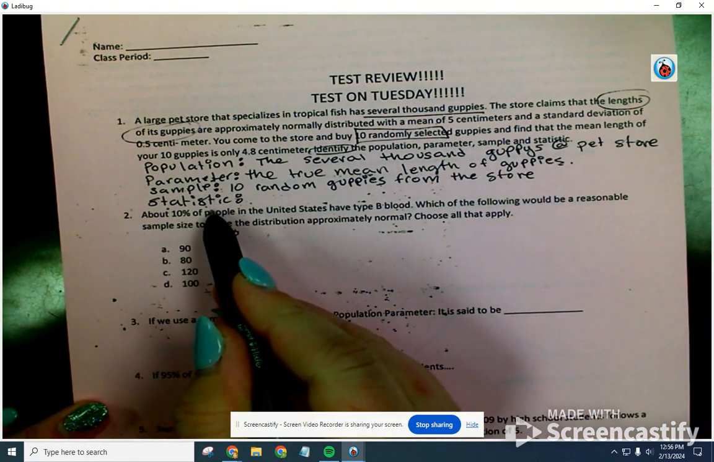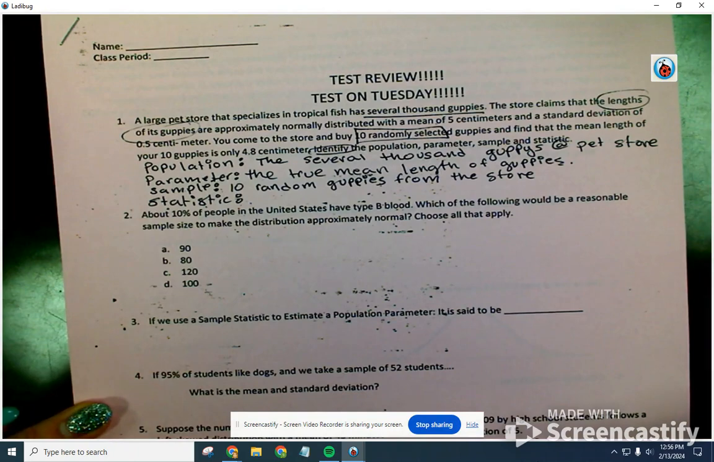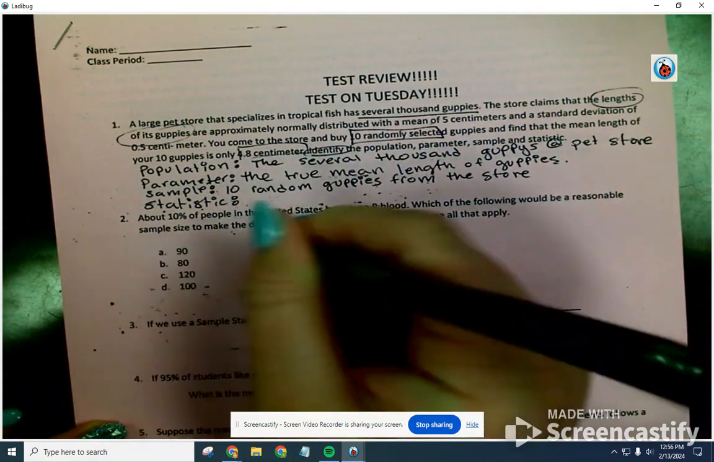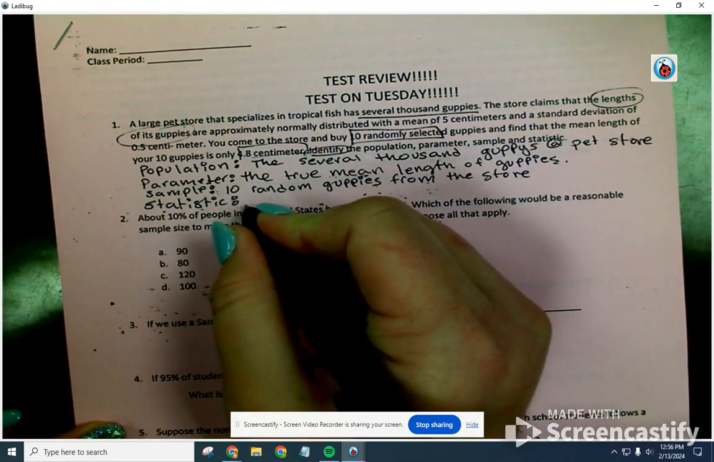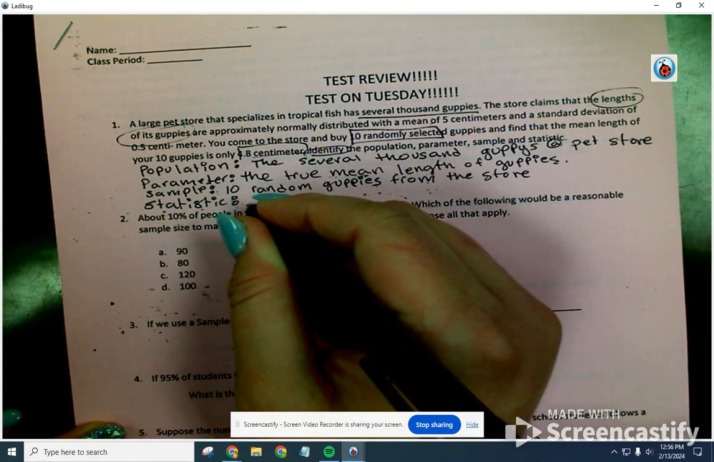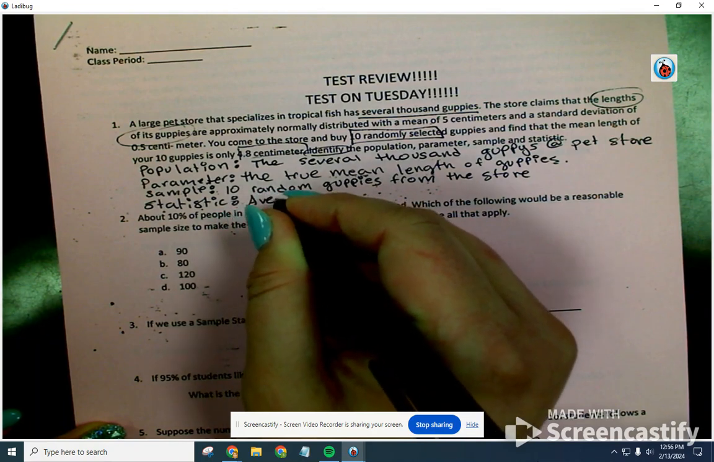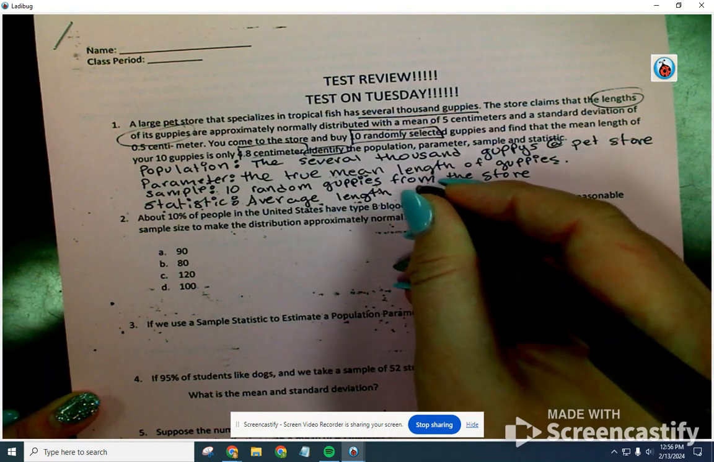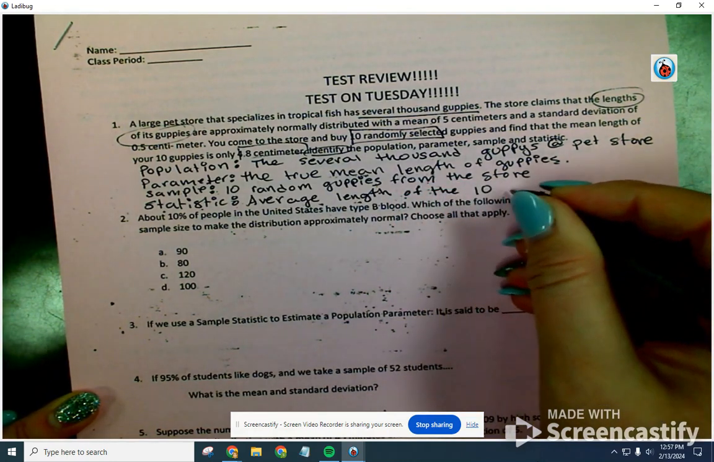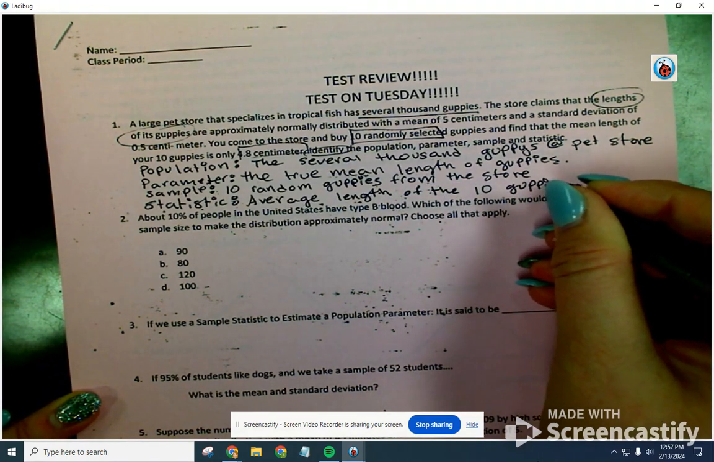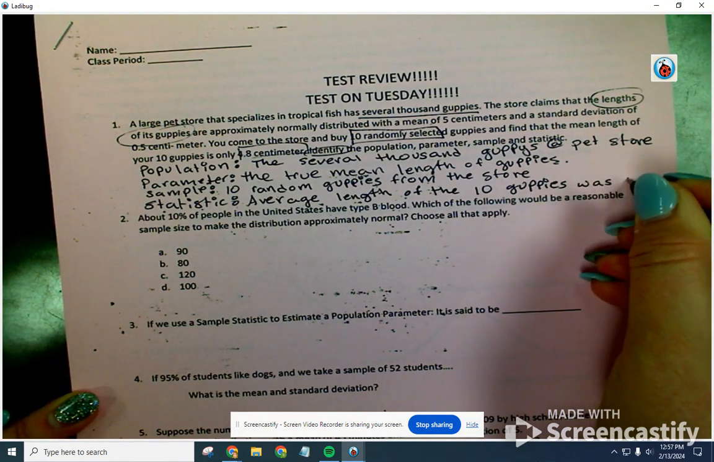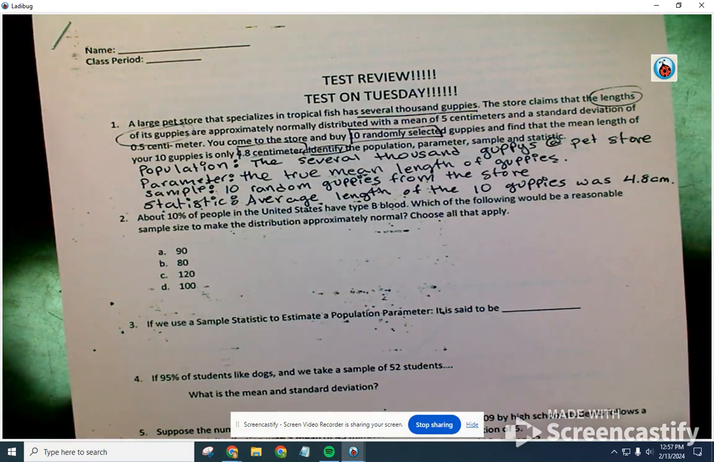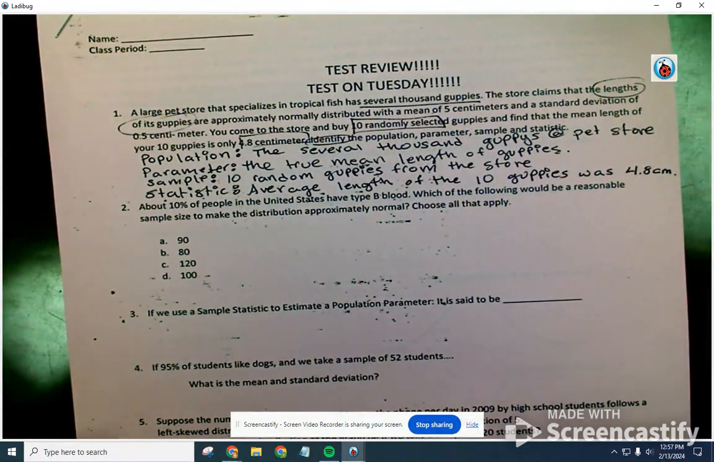Okay. And for the statistic, we're trying to figure out, well, what did they find out about this sample? So in that sample, they found 4.8. So we're going to say that our statistic is the average length of the 10 guppies was 4.8 centimeters. And that is all you have to do for that. You're just identifying those 4 things.